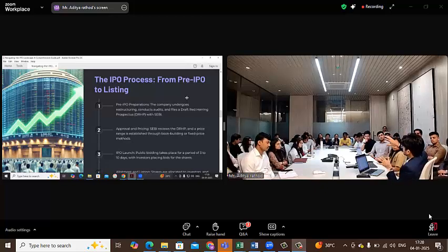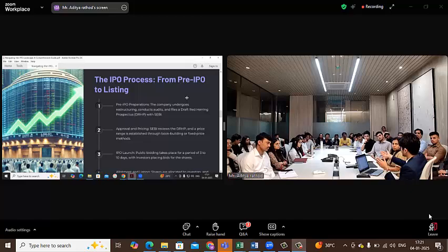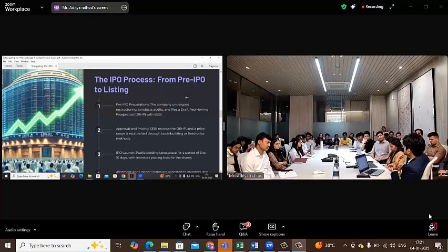Then, other than the minimum promoter contribution, say if I had contributed 30,000 shares in excess of 20%, which is the minimum promoter contribution, then that 10,000 shares can be sold after 6 months, right? Pre-issue capital raised by persons other than promoters shall be locked in for a period of 6 months.